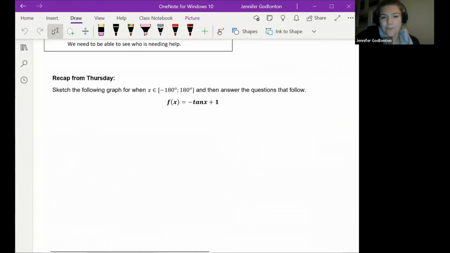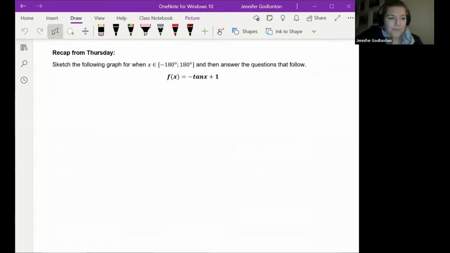For today. Okay, so on Thursday, we ended with this question, and then I had to rush because our time was done and you needed to do your quiz. And so I want us to just go through this question nice and slowly so that everyone understands it before we move on.